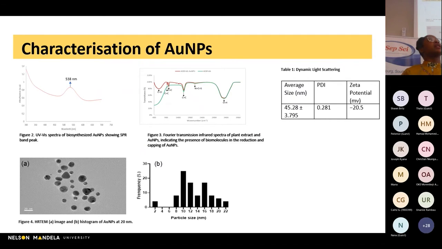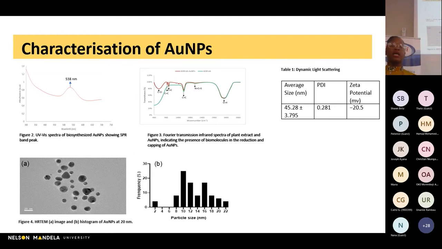Then the next step was to characterize the gold nanoparticles. From the UV-Vis spectrum, we can see a peak of the gold nanoparticles at 538 nanometers, which proves that there was a formation of the gold nanoparticles. And then there are your FTIR results in figure 3, showing the plant alone and the plant with the gold nanoparticles. You can see there is an overlapping of the groups between the plant and the gold nanoparticles.